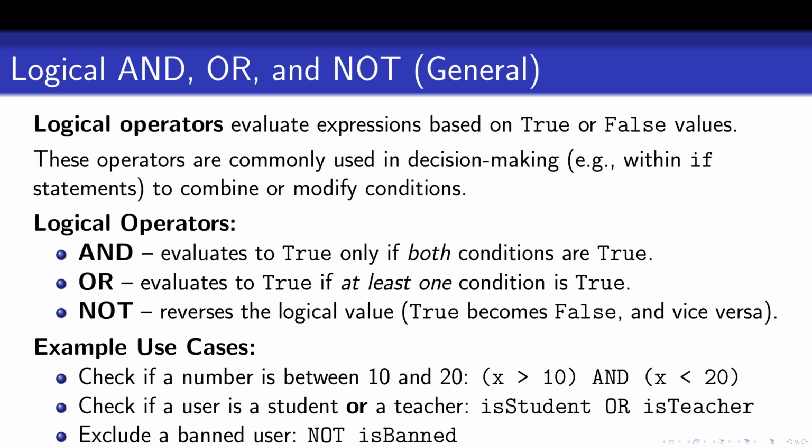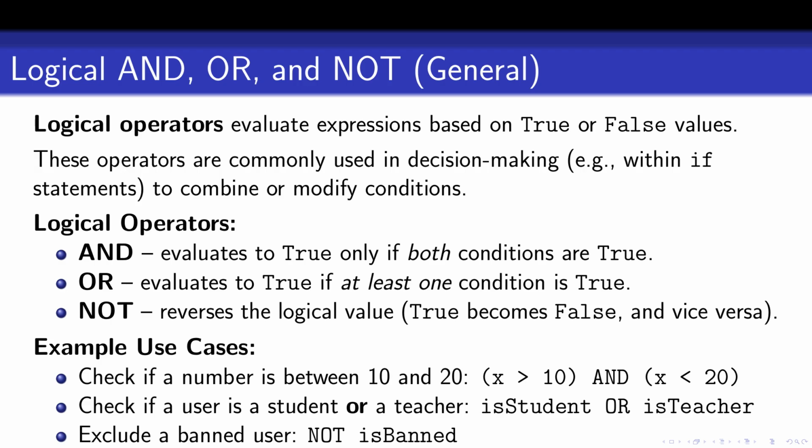Next, we introduce the core logical operators in C: and, or, and not. These operators let you build more complex conditions by combining simple ones. The logical AND returns true only if both conditions are true. The logical OR returns true if at least one of the conditions is true. Finally, the logical NOT inverts the value. It turns true into false and vice versa. These operators are essential when writing decisions that depend on multiple conditions.